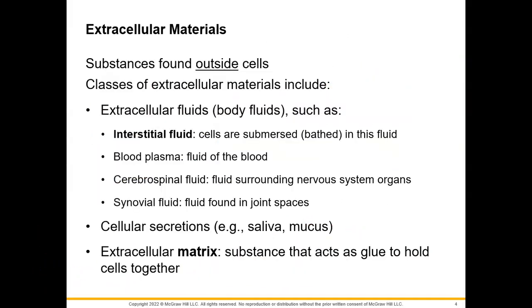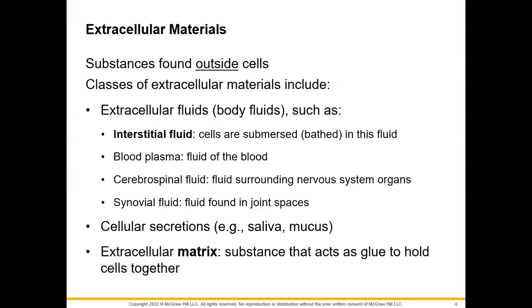Extracellular materials are substances found outside of cells. And there's different classes. There's extracellular fluids, often called body fluids, and they include the interstitial fluids, which we've mentioned before. And those are the fluids that bathe the typical type of cell. But there's other types of extracellular fluid, like blood plasma, that's the fluid in blood, and cerebrospinal fluid, that's the fluid that surrounds the brain and spinal cord. And then there's synovial fluid that's found in joint spaces.